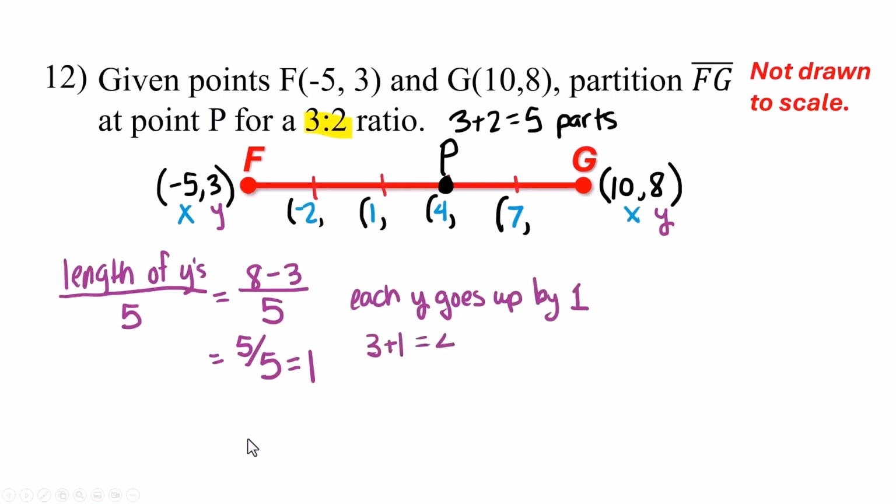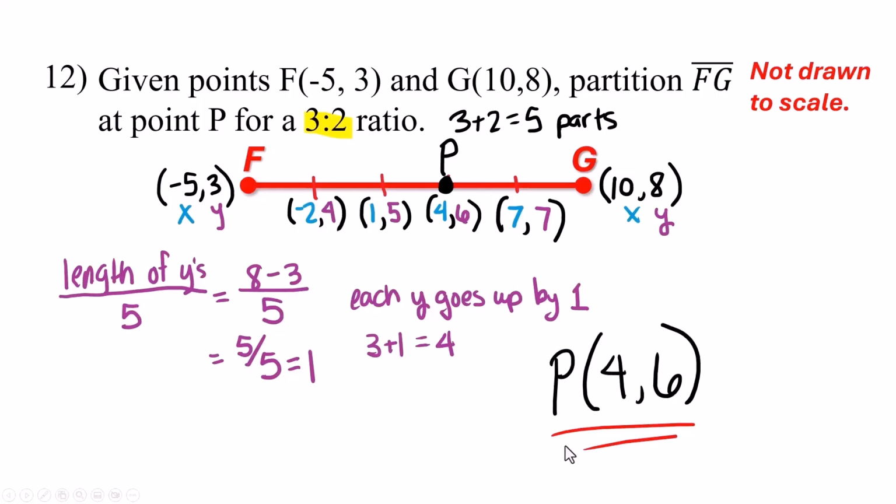3 plus 1 gets me to 4. So this is a 4. And 4 plus 1 is 5. And 5 plus 1 is 6. And 6 plus 1 is 7. And 7 plus 1 is 8. And everything is working. And our answer for point P is 4 to 6.